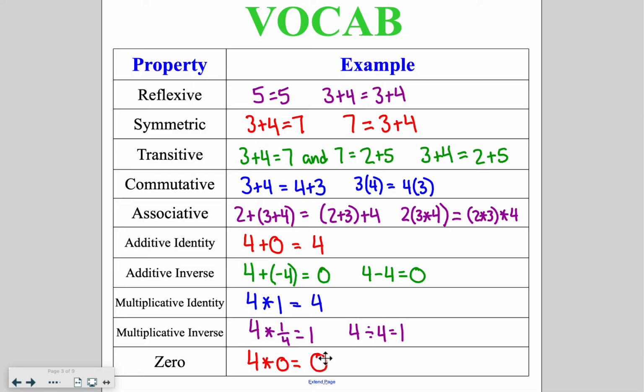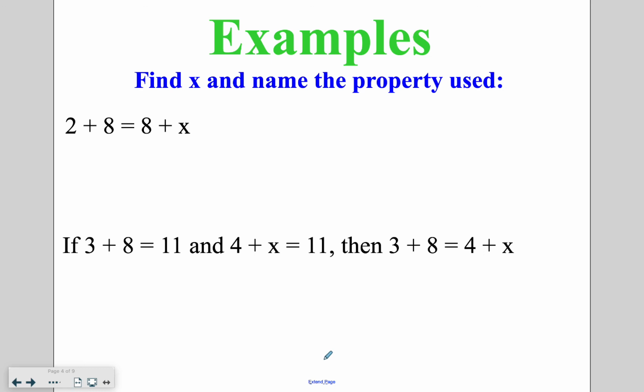So this is a summary chart of all of the properties that we are going to be applying throughout the rest of this lesson. First, we want to go through and find the missing value and then name the property used. So we have 2 plus 8 is equal to 8 plus something. First thing we need to do is figure out what that value is. In this case, it is going to be 2.